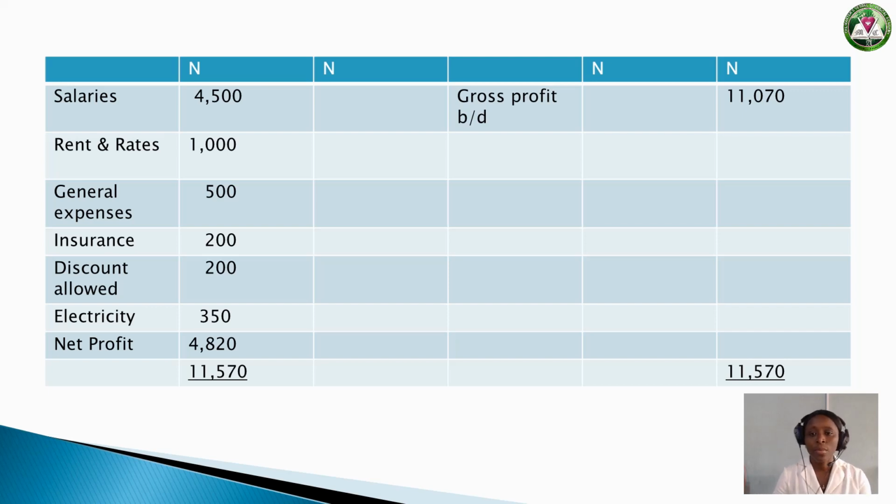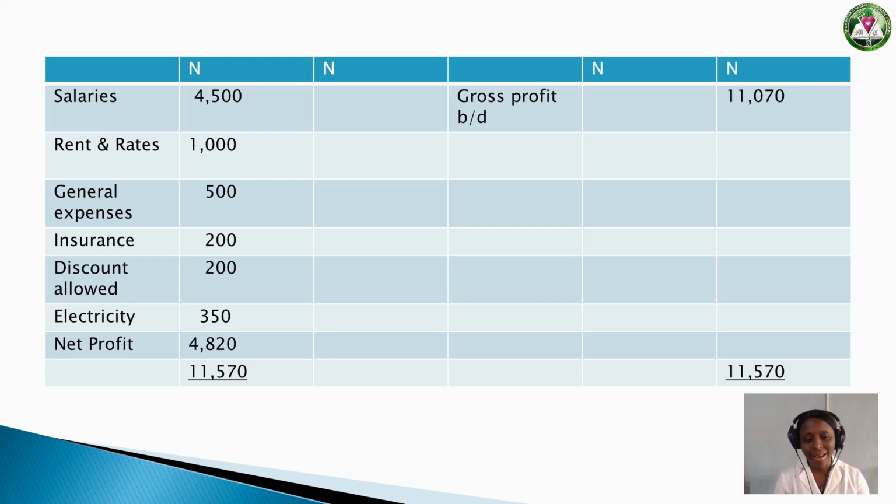Okay, now let's start. Bring it over to the right hand side. Keep it there, leave it there. Gross profit b/d, 11,070 naira at the naira sign. That's where you place it. Now let's go over to the left hand side. Check the transactions again. Now let us pick out the expenses from that transaction. Then we are going to bring them, place them there without totaling them all. Okay, the first expenses there is what?